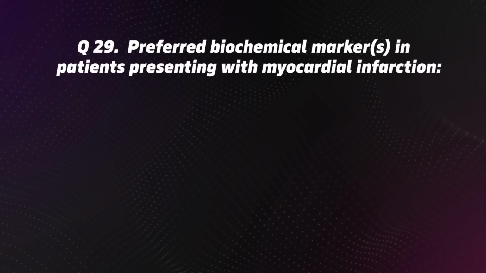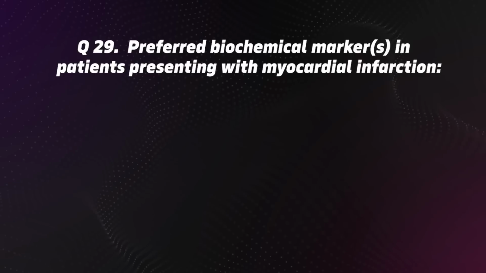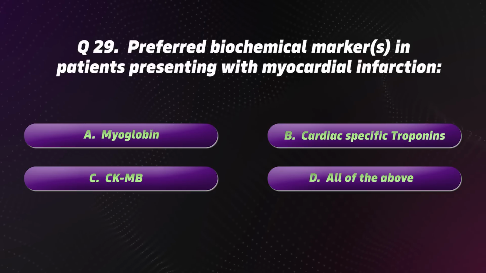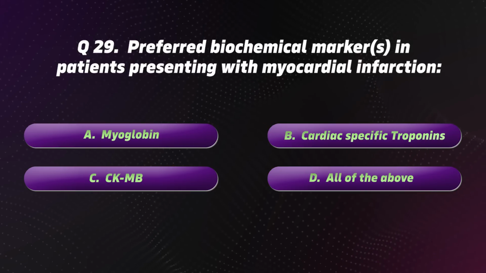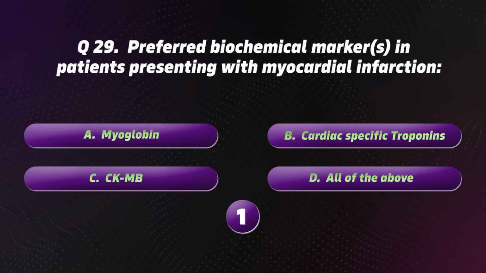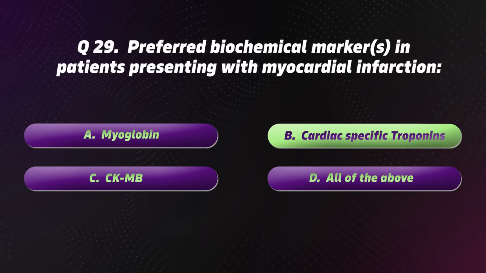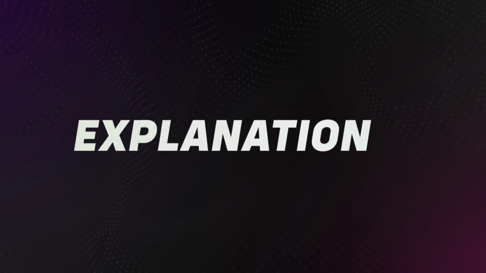Question 29. Preferred biochemical markers in patients presenting with myocardial infarction. Here are the options. A. Myoglobin. B. Cardiac-specific troponins. C. CKMB. D. All of the above. And the correct option is B. Cardiac-specific troponins. Here is the explanation.